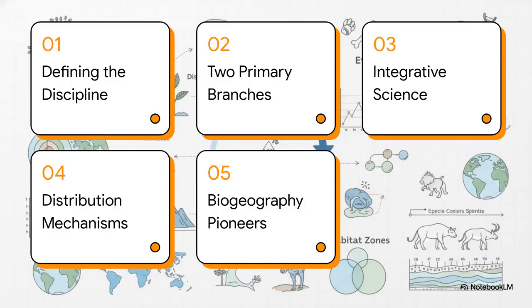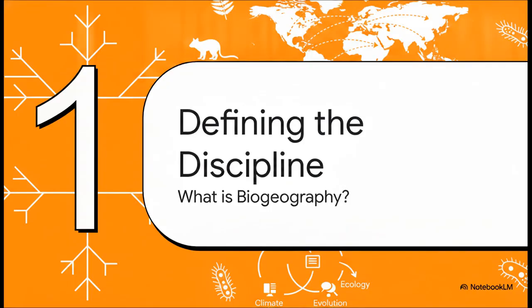Here's our quick roadmap for this explainer. We'll define the discipline, split it into its ecological and historical branches, look at how it synthesizes different sciences, explore the actual mechanisms of distribution, and finally, meet the pioneers who started it all. All right, Section 1. Defining the discipline.